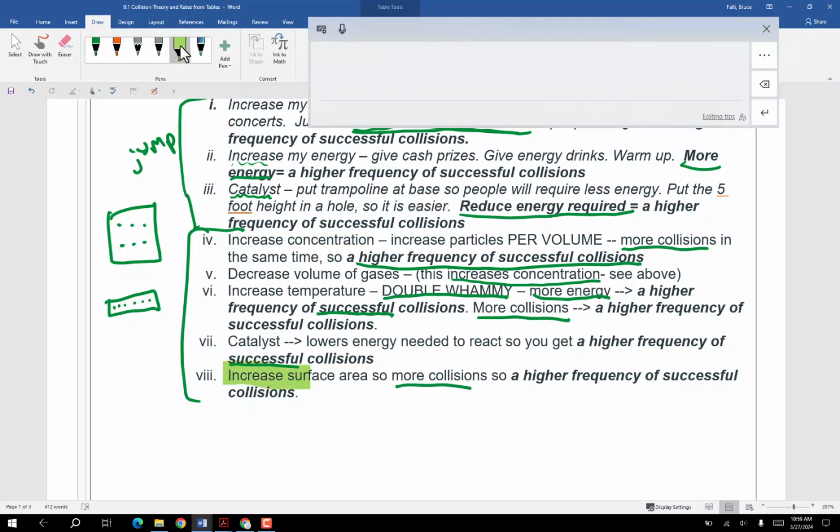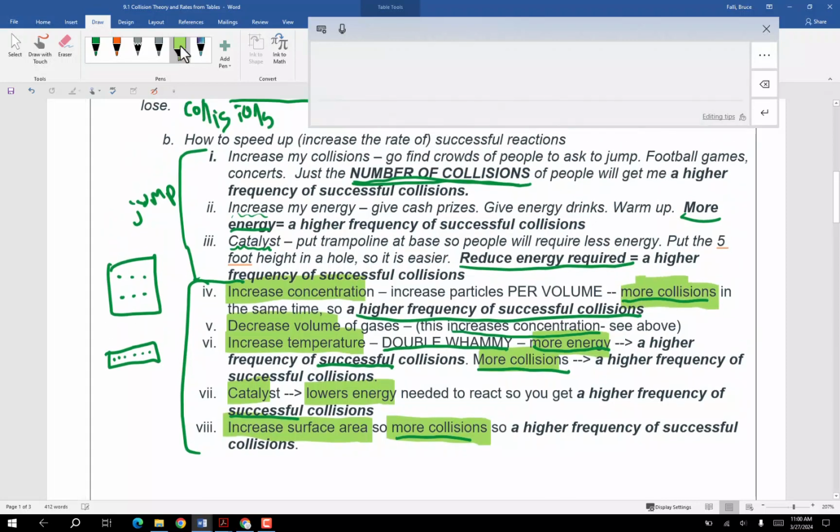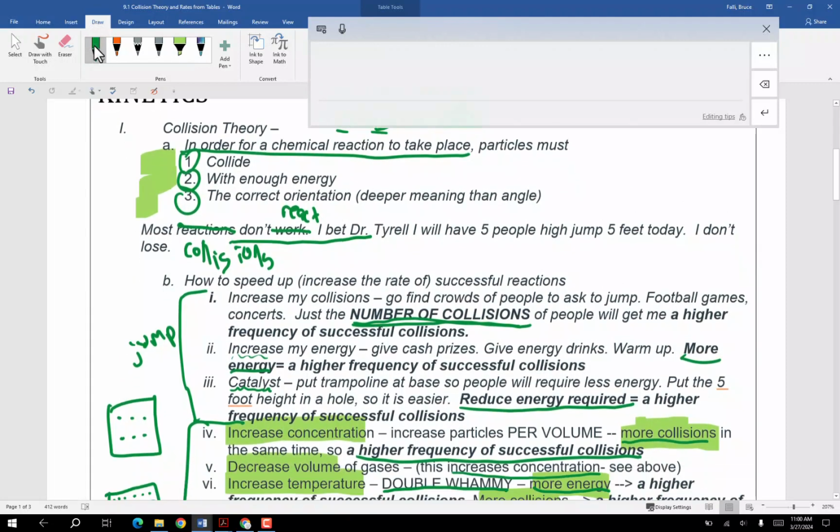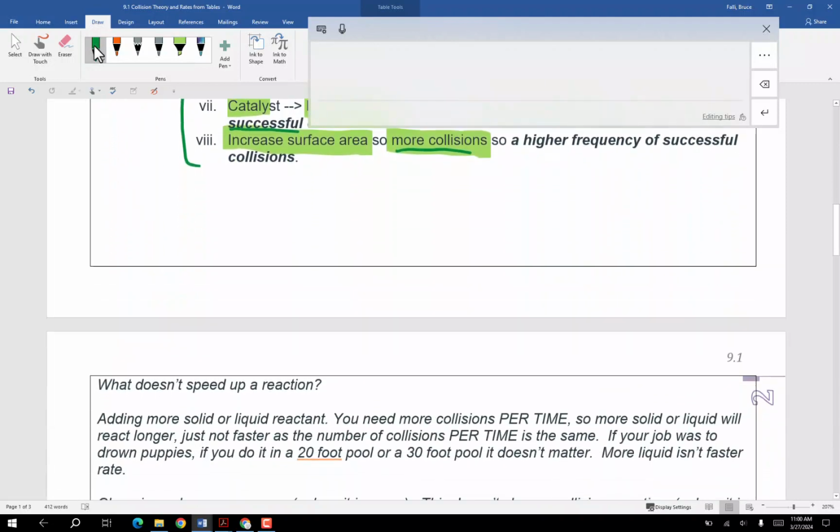If I want to say surface area, more collisions. Catalyst, lower energy. Increasing the temperature, I have more energy and more collisions. Decreasing the volume, it's going to be more collisions. Increase the concentration, more collisions. Remember, to make a reaction go faster, you either have to collide with enough energy or the correct orientation. And that orientation thing we don't see very often. I'll show a demo in class of some of the orientation things that'll work.